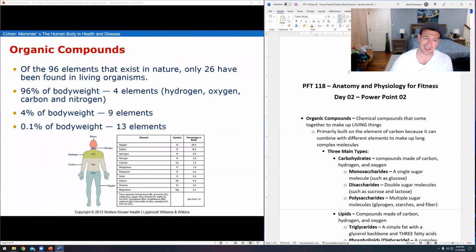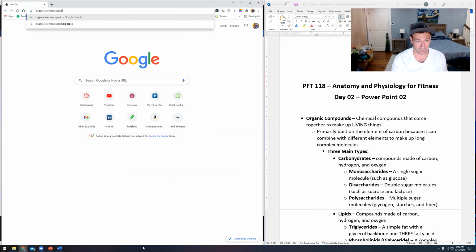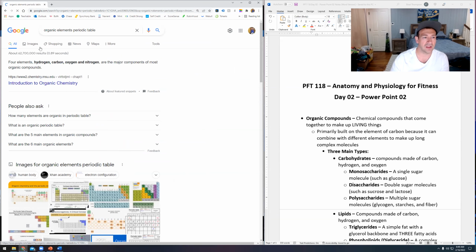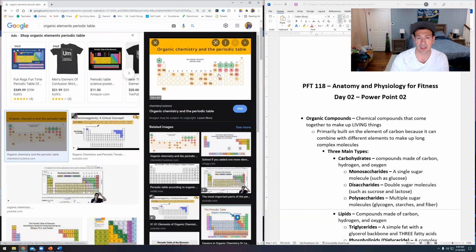Of your body, we kind of talked about this yesterday. I pulled up a picture of this actually. If you were to look at the periodic table of elements, all those elements that are making up our entire universe, we have about 96 of them, right? But only 26 of them are actually found in living organisms. If you look at the periodic table here, there are tons of them on there, but we've only got about 26 that are found in our body.